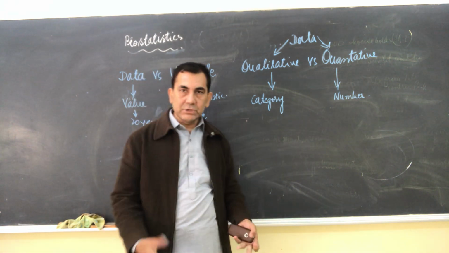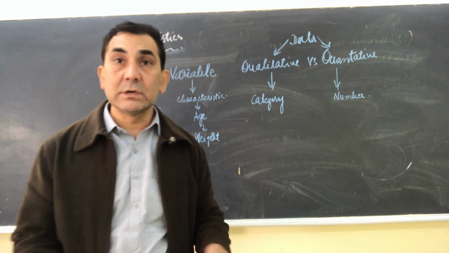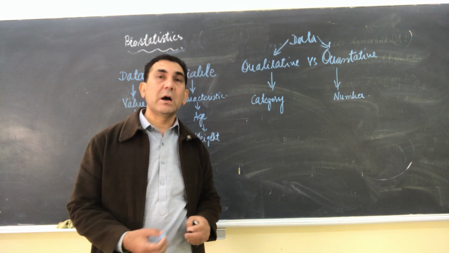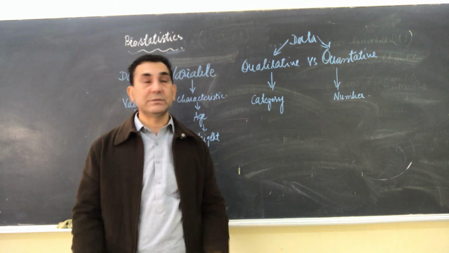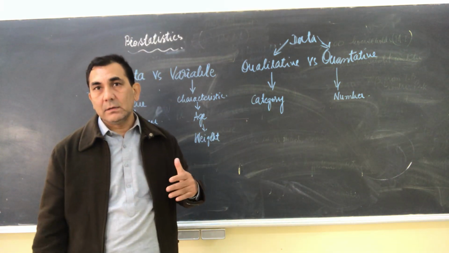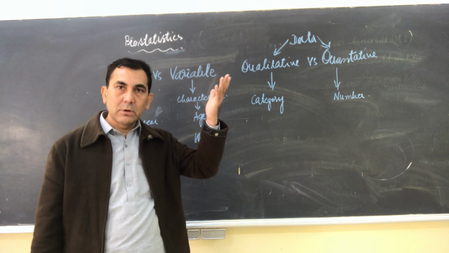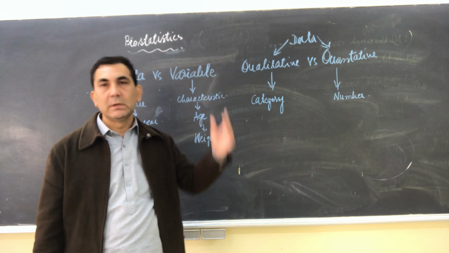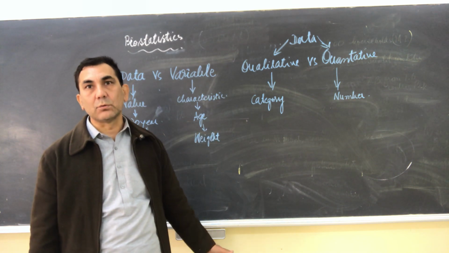And also religion: Islam, Judaism, Christianity, Buddhism, Hinduism. These are types of religion, but they are also categories. So this is called qualitative data. And just like hair colors: brown, dark brown, light brown, and white. These again are categories and groups.